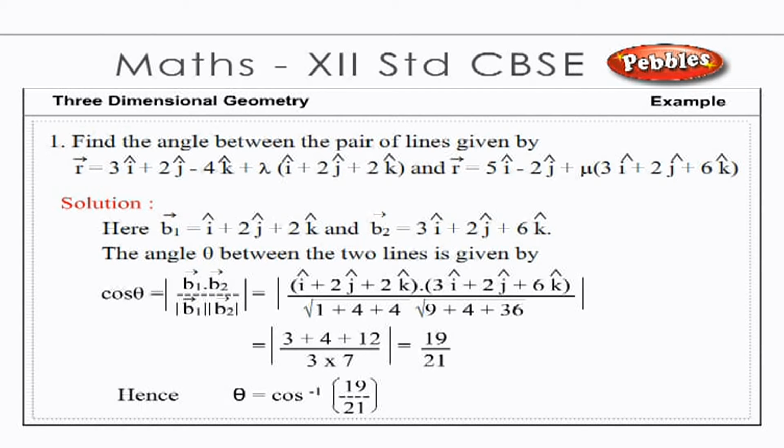The angle theta between the two lines is given by cos theta is equal to modulus of b1 vector dot b2 vector by modulus of b1 vector into modulus of b2 vector. Substituting the values, we get theta is equal to cos inverse of 19 by 21.